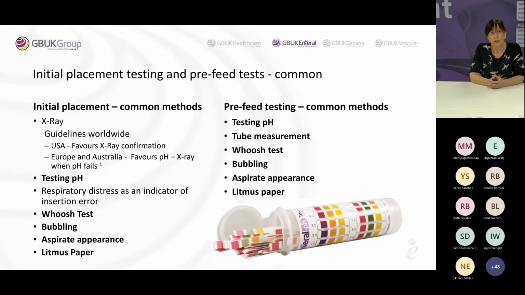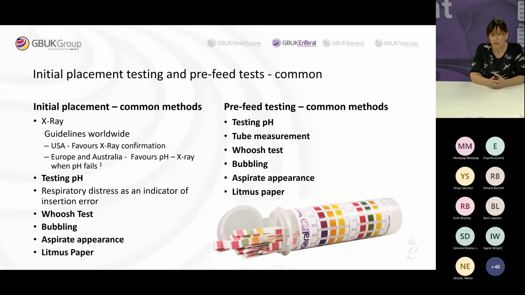So what common tests are there? The most common test worldwide is probably the X-ray, and that's used on initial placement across the world. In America, for example, the X-ray is the first choice test for confirmation of the initial placement of the tube. However, in Europe and Australia, more commonly, they favour the pH test, with X-ray only being used when pH fails. And obviously this is useful because the patient does not get exposed to as much radiation as they would if they were automatically X-rayed after initial placement.